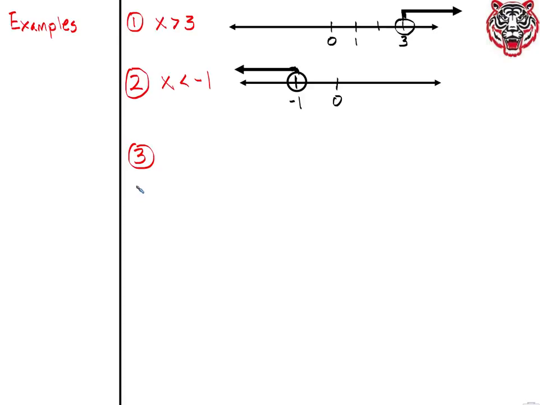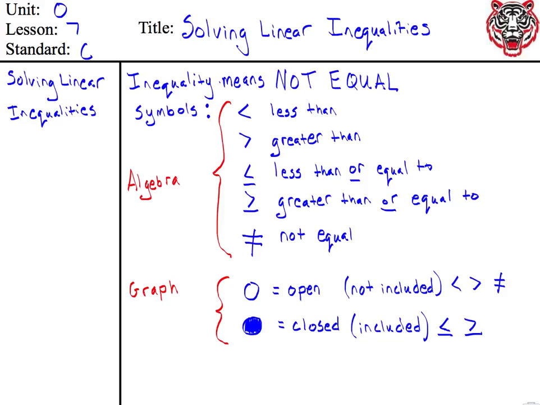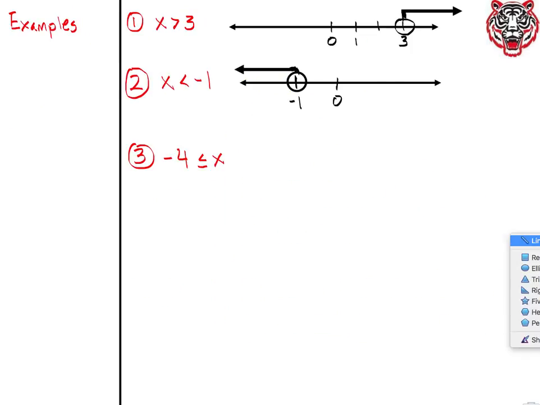No. Let's try something just to make sure that we understand. Let's do something tricky. Let's do -4. -4 is less than or equal to x. Go ahead and draw that one. There we go. That is very hard to write with your mouse.